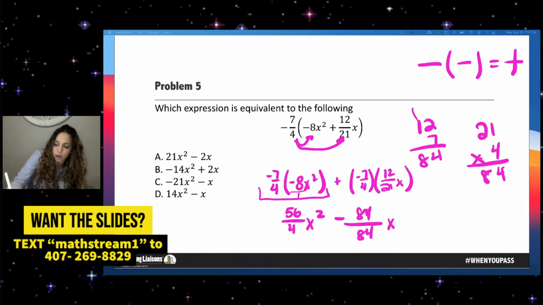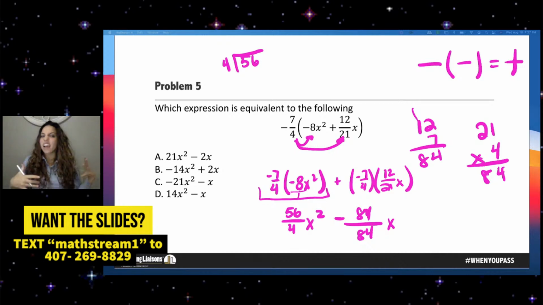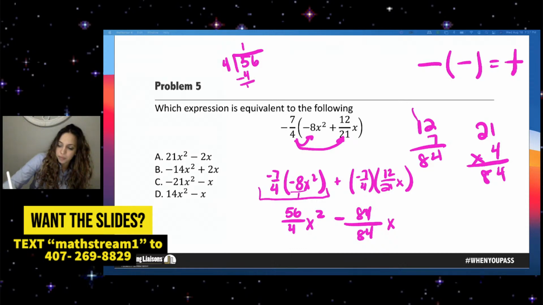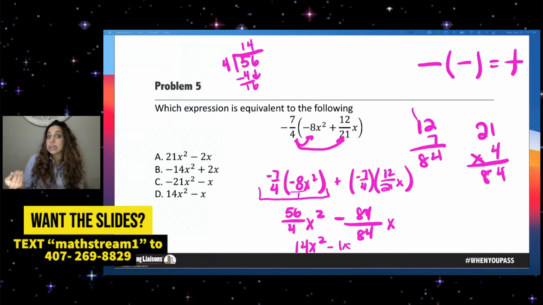56 divided by 4, and again, I could use my calculator, but I'm not going to because not everybody in this room is privy to the luxury of a calculator. 4 goes into 5 one time. 4 goes into 16 4 times. So I end up with 14x squared. 84 divided by 84 is 1, so -1x. I do not need to keep that 1 there.